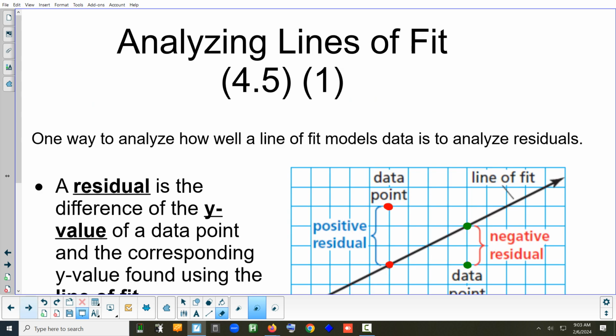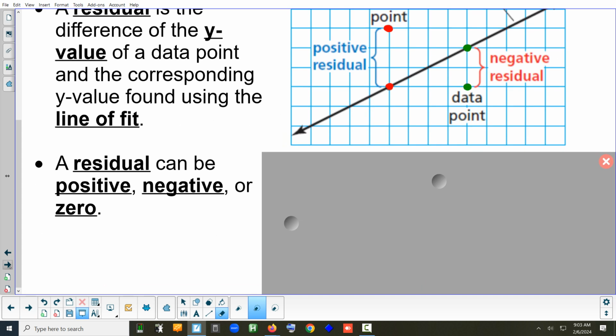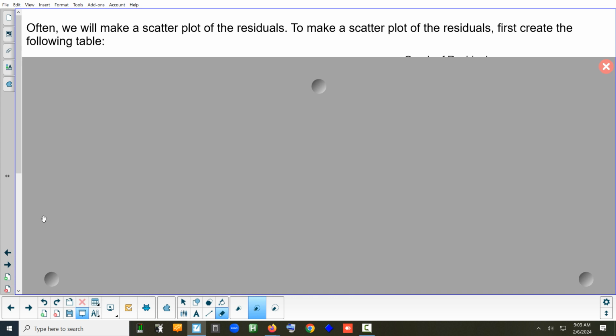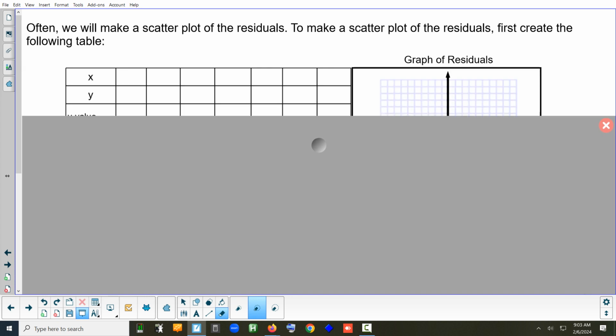All right. Does everybody have those 4 blanks filled in on your guided notes? All right. So how do we figure out how good of a line of fit we have? What we're going to do is make a scatter plot, just like we did yesterday. This is going to be a scatter plot of how far each point is away from the line. I'm going to show you how we do it. So we're going to make a table.